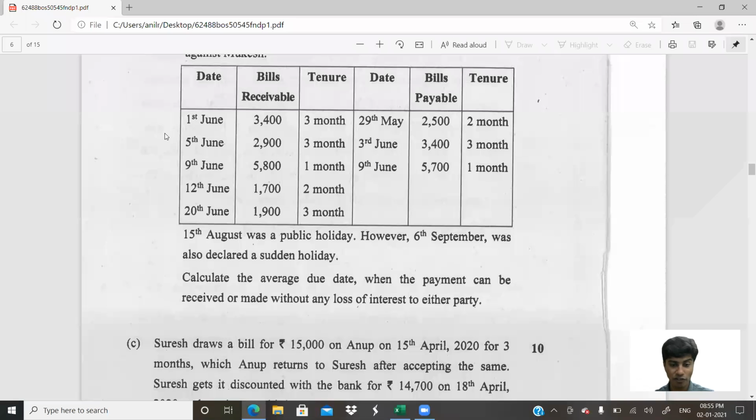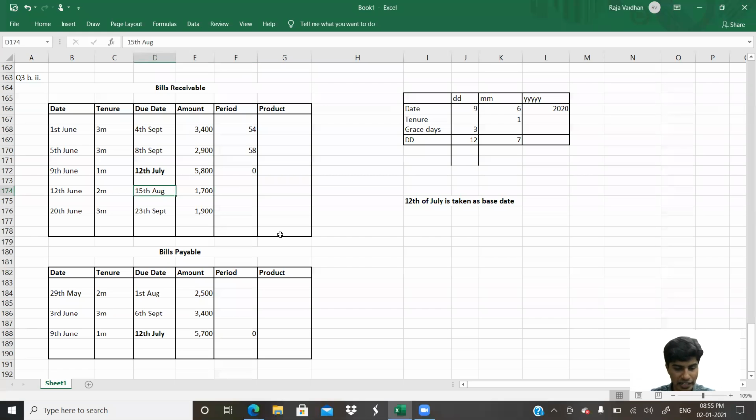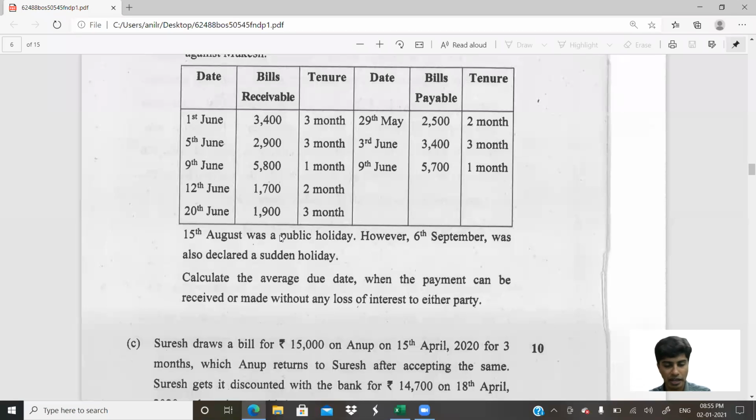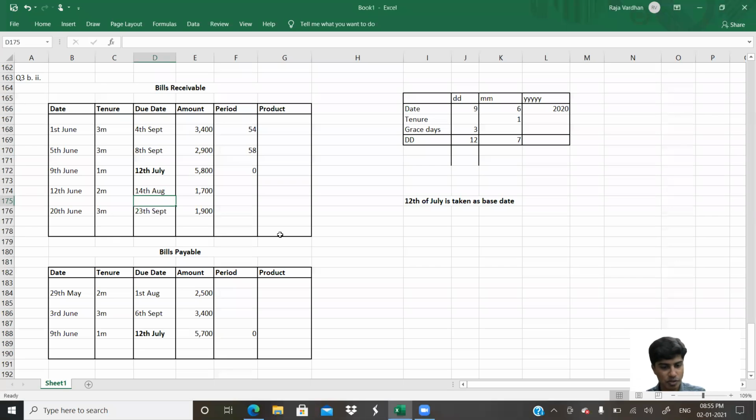Okay. Before I go further, I forgot. They've given 15th of August was a public holiday. 6th of September was a declared sudden holiday. So for a public holiday, the day before such holiday will become our due date. For a sudden holiday, the day after such date will become our work, and the next working date will become our due date. So for 15th, I'll replace it with what? 14th August. Yeah, and have they given anything else? They've given 6th of September. Next day, that is 7th September will become our due date. Perfect.